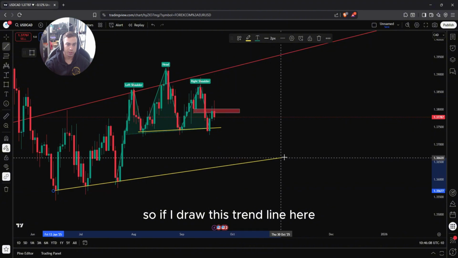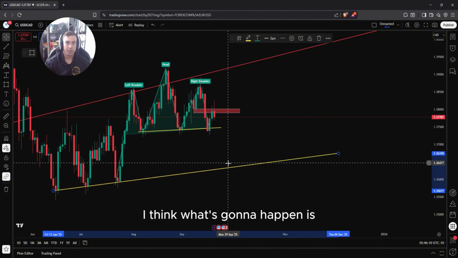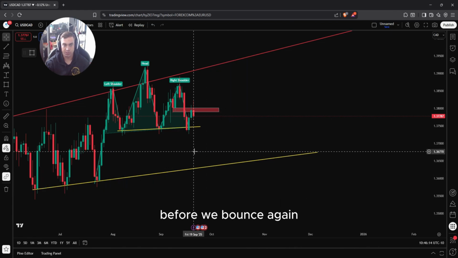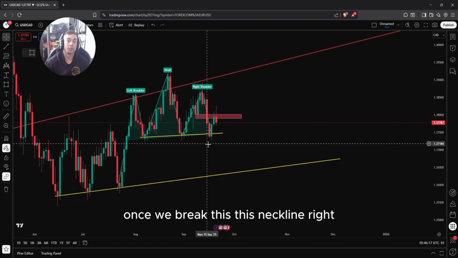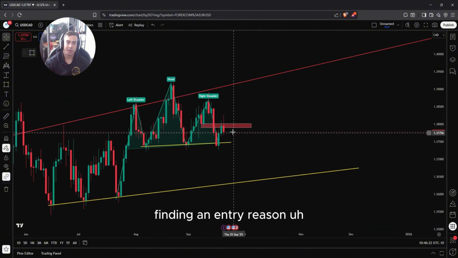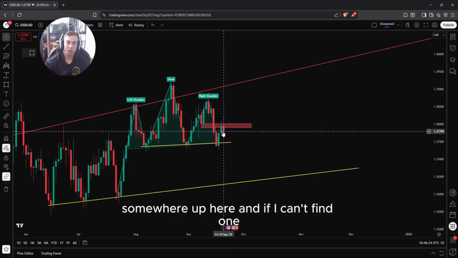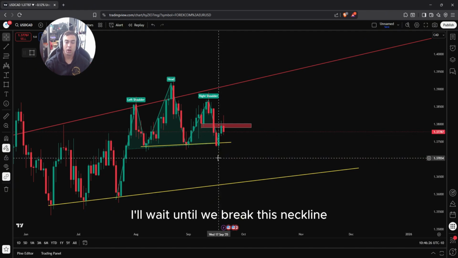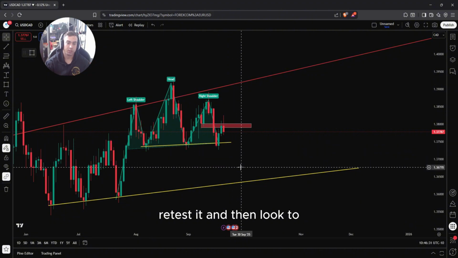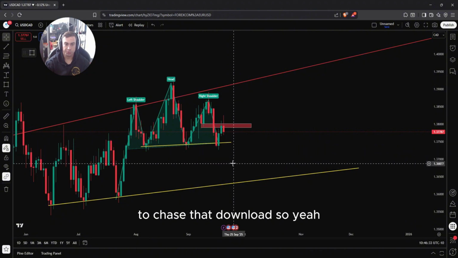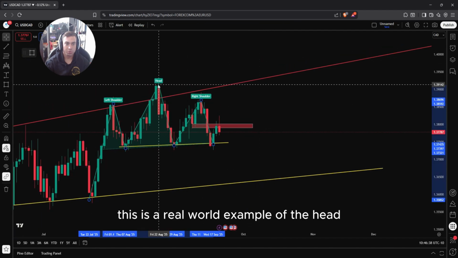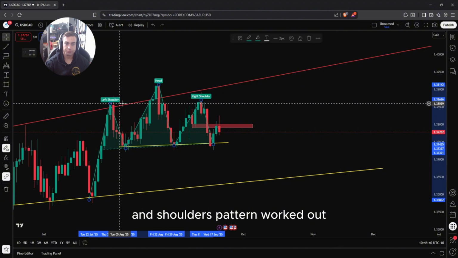So if I draw this trend line here, I think what's going to happen is we're going to hit this trend line, and that's going to be our stopping point before we bounce again once we break this neckline, right? So what I look to be doing this week is finding an entry reason somewhere up here, and if I can't find one, I'll wait until we break this neckline, retest it, and then look to chase that downward movement there. So yeah, it's a real world example of the head and shoulders pattern.